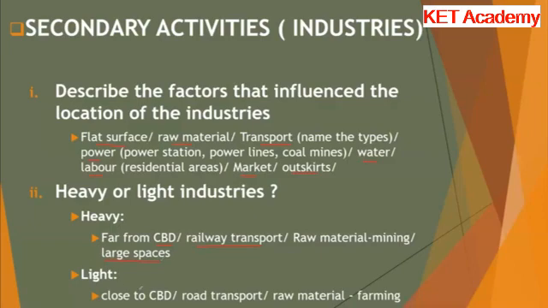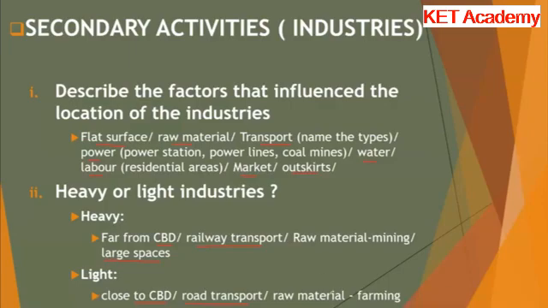Your light industries, these are generally close to the CBD. They are more market related, so they like to be close to the people and close to their consumers. So they locate themselves in the CBD. They need road transportation in order to get their products to and from their factory. Okay, so they need road transportation in order to deliver and get deliveries.